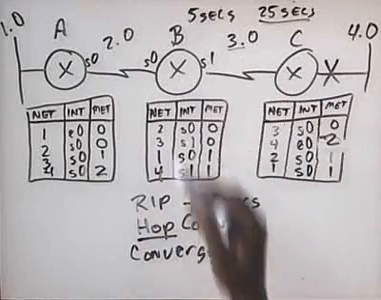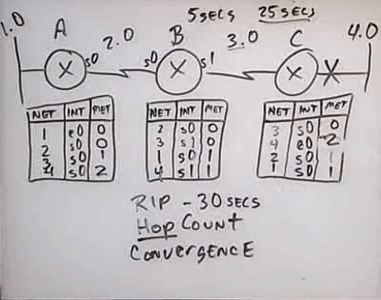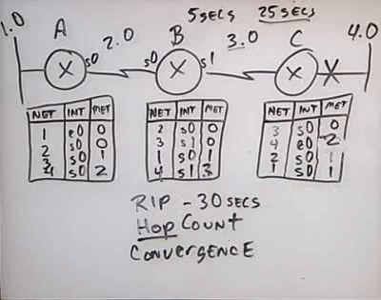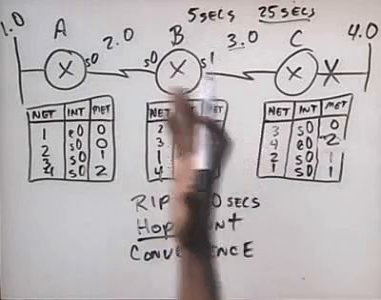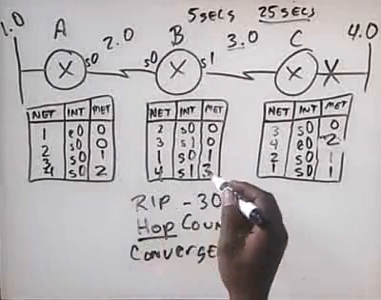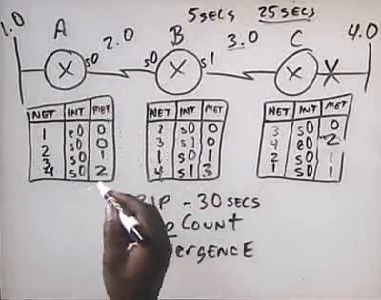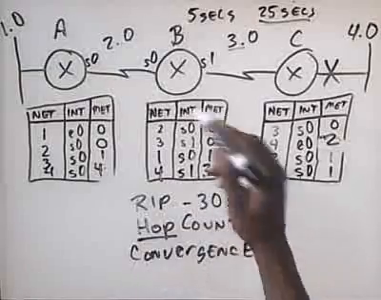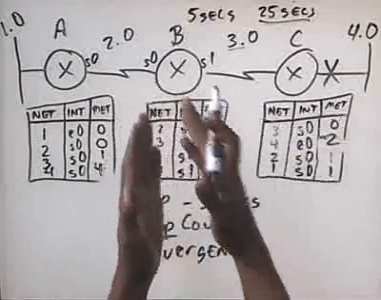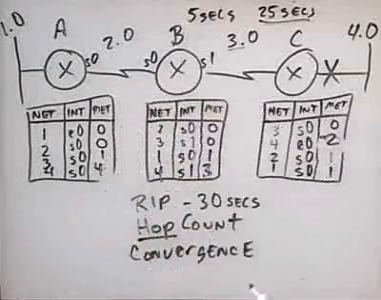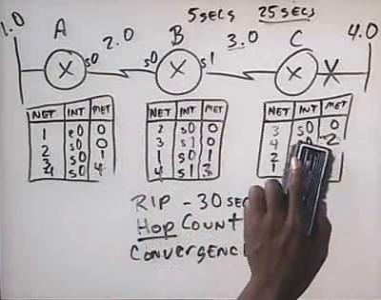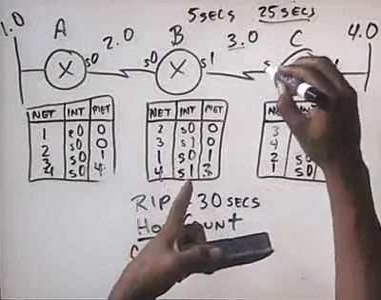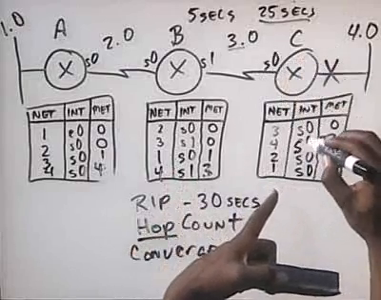Charlie tells that to Brenda. Brenda says, well, you're the one that originally told me in the first place, so if you can reach it in 2 hops, I must be able to reach it in 3 hops. Then Brenda tells Adam, I can reach network 4 in 3 hops. Of course, Adam says, if you can reach it in 3 hops, I can reach it in 4 hops. And then after the next update goes by, Brenda sends an update to Charlie.